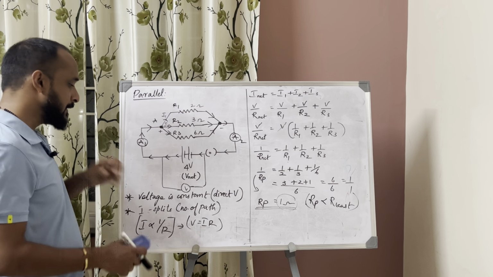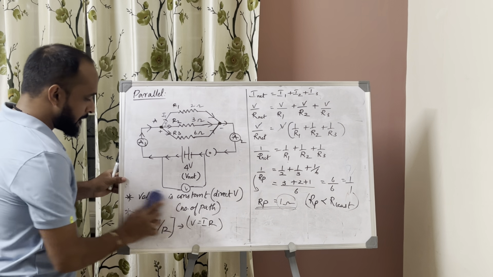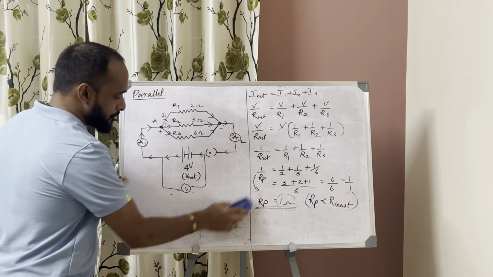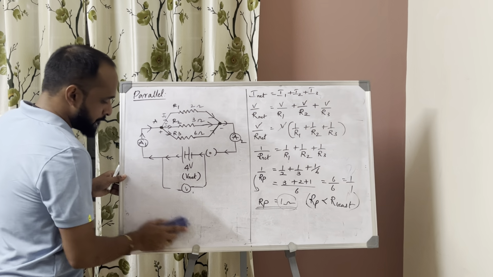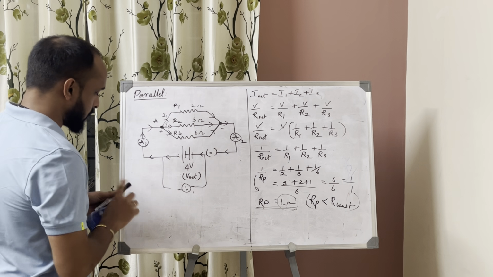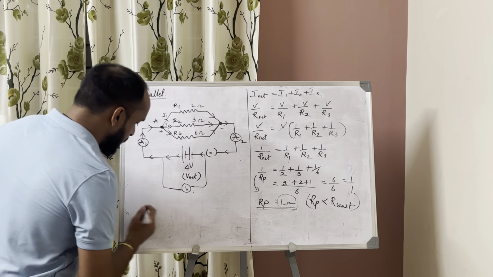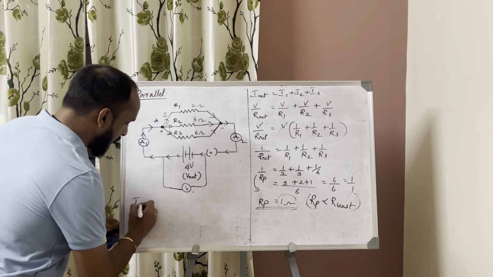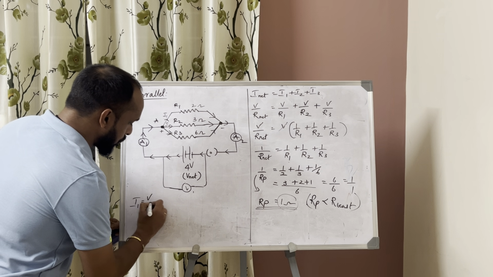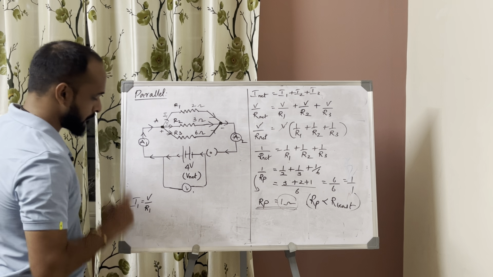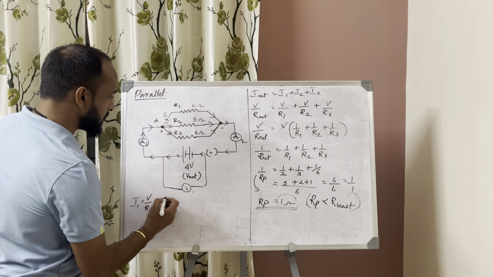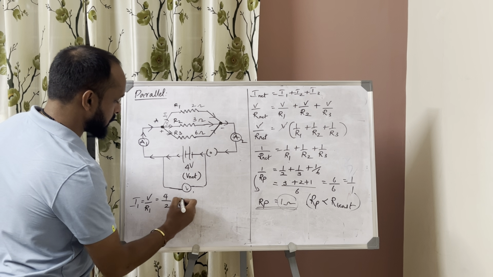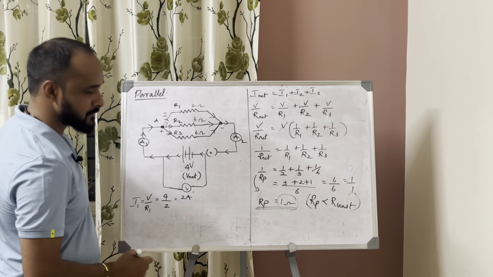For example, I'll erase this part. If I have to find the currents I1, I2, I3, how will I find them? How will I find I1? The current I1 is equal to total voltage by R1. Clear? Total voltage is 4 and the resistance R1 is 2, which equals 2 amps.